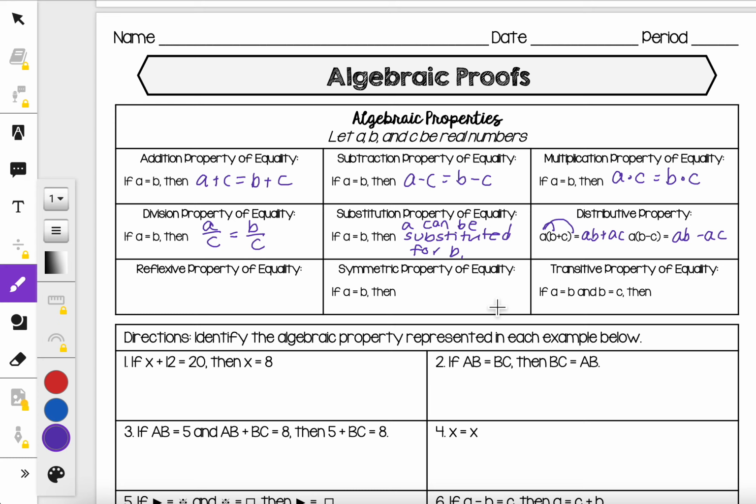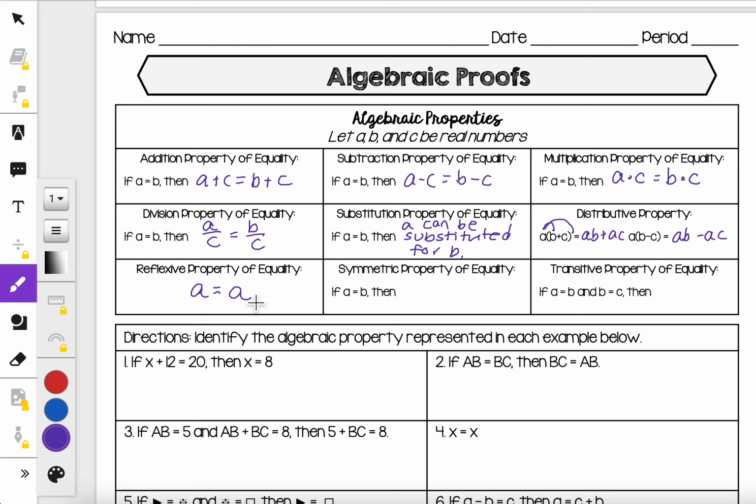So the first one's going to seem really silly. Our reflexive property is just that anything is equal to itself. So A is equal to A. We're not going to use this property too much, but we're going to use this in triangle congruence proofs quite a bit. So reflexive, you're thinking of looking into a mirror. When you see your reflection, it's the same exact thing. Okay, so A is equal to A, X is equal to X, anything is equal to itself.